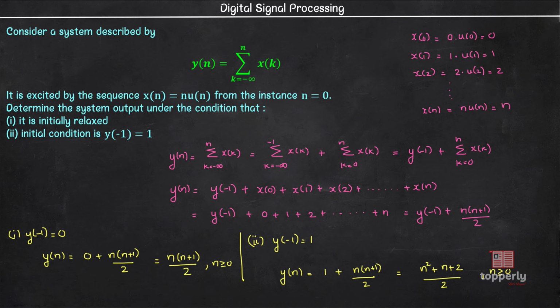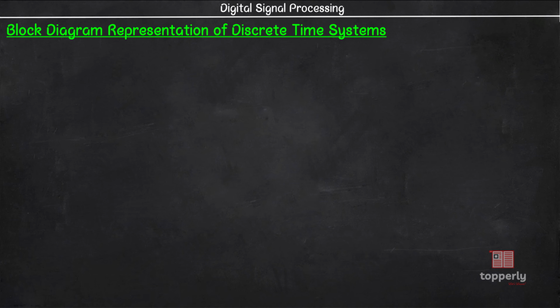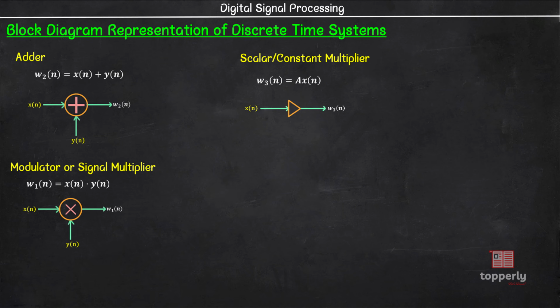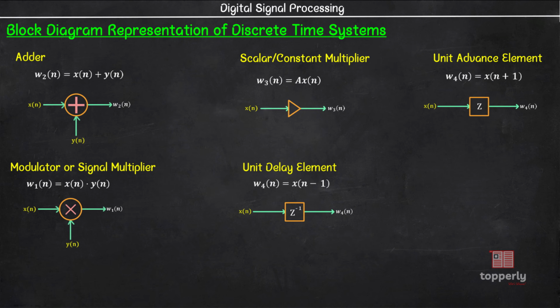The next topic we need to learn is block diagram representation of discrete time systems. Any complex system is formed by the interconnection of some basic building blocks. These building blocks are an adder, a scalar or constant multiplier, a modulator or signal multiplier, a unit delay element, and a unit advance element.